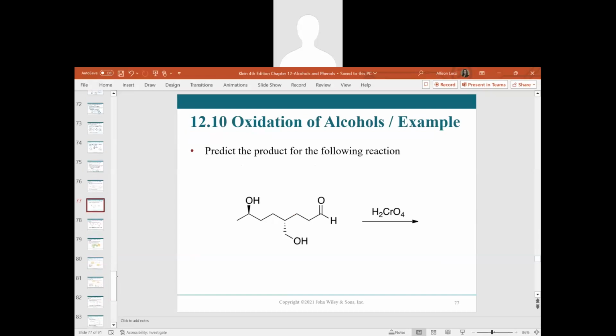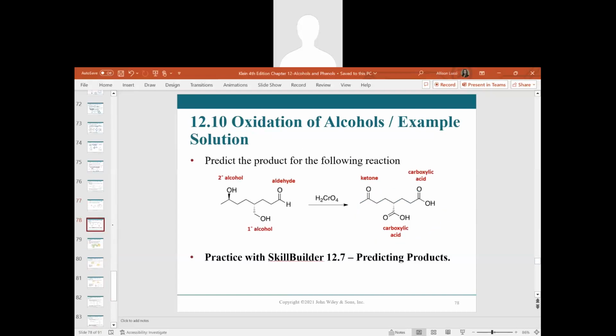So we have here our oxidizing agent, and we're asked to predict these products. So let's look at each of these three sites. We have a secondary alcohol that is transformed to a ketone. We have an aldehyde here that's transformed to a carboxylic acid. And then last, down here, our primary alcohol is converted to, again, a carboxylic acid.